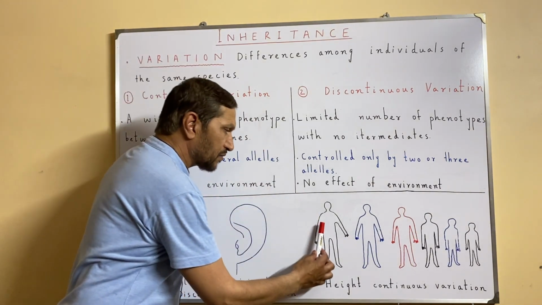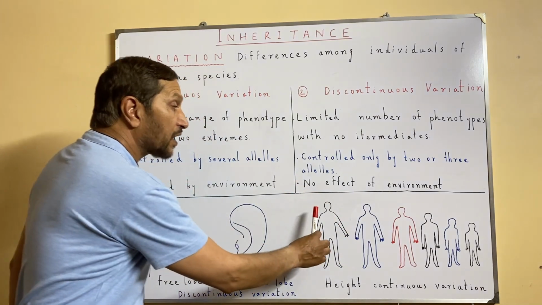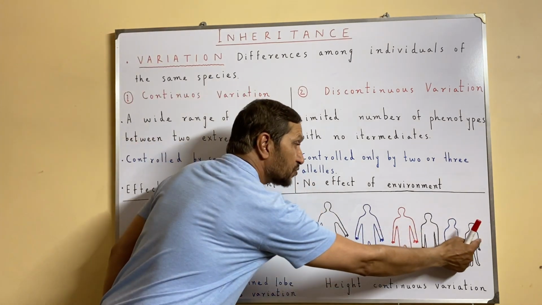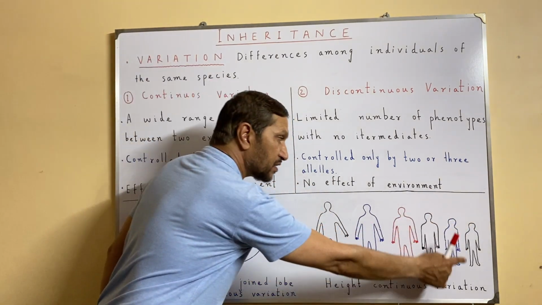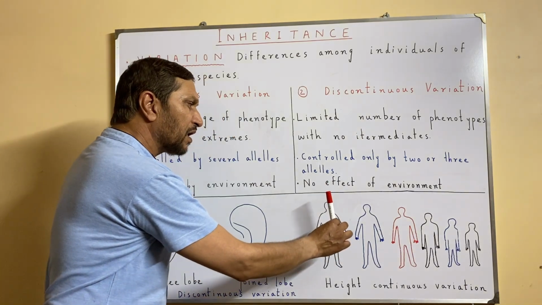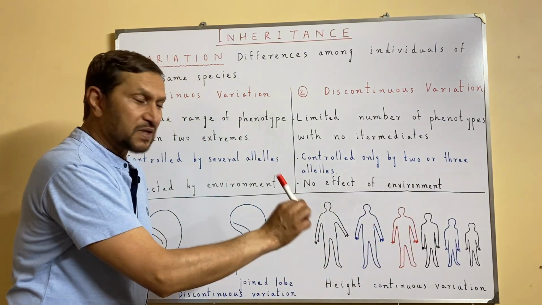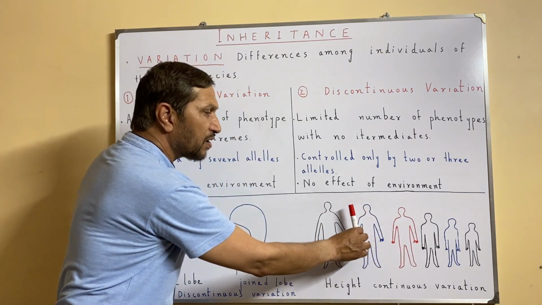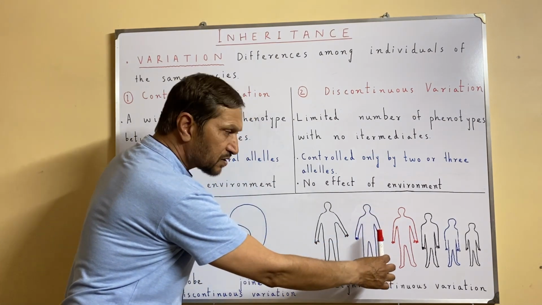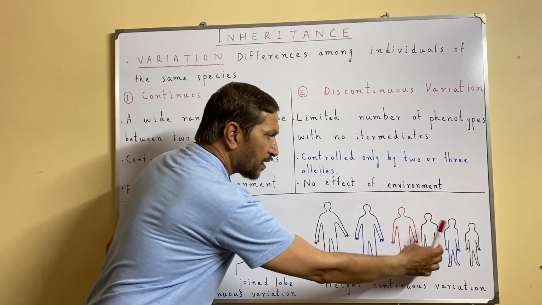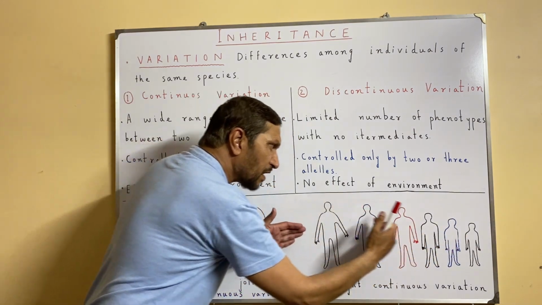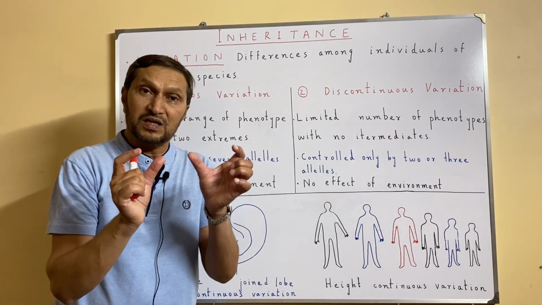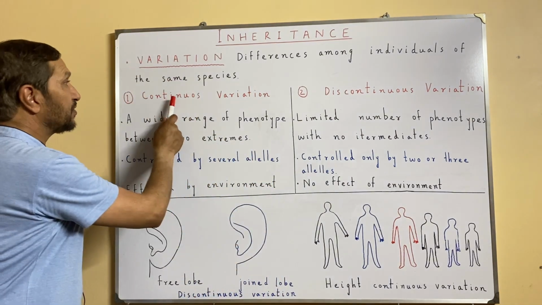And there are so many people who fall between these two extremes, very tall and very dwarf. So then we see a very wide range of phenotypes. Some people are medium, some are tall, some are less tall, some are dwarf, and we can see a wide range with no discrete or distinct classes. So this is continuous variation.